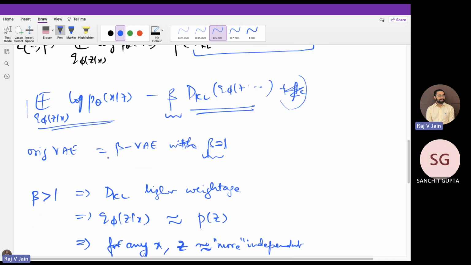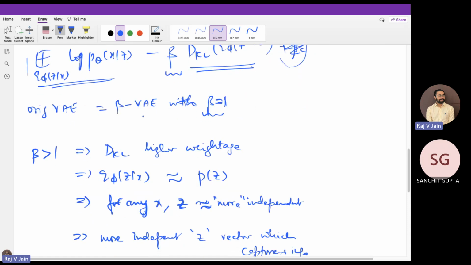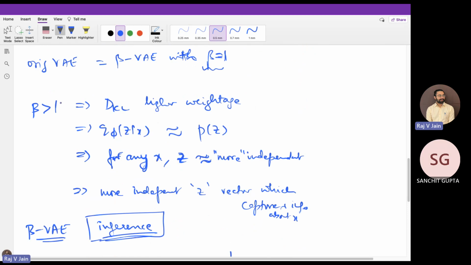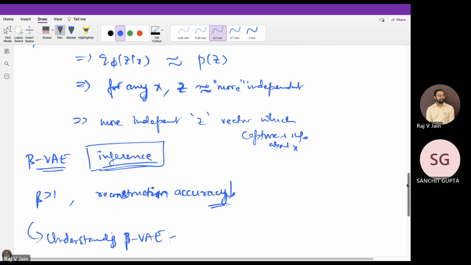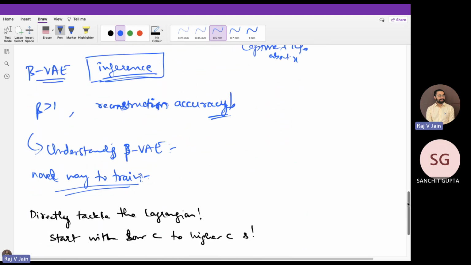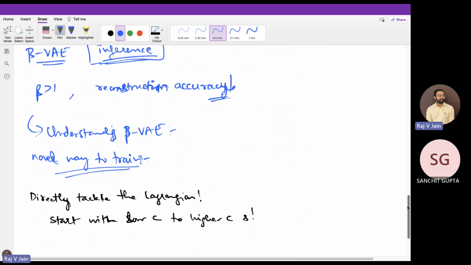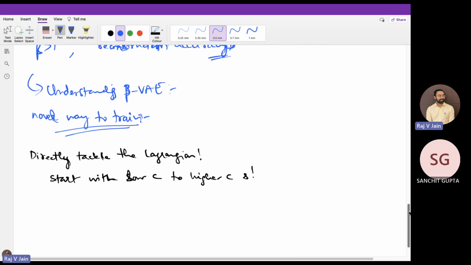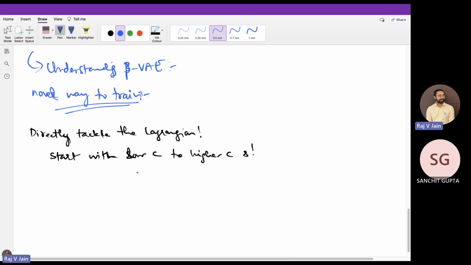We saw all this last class. The original VAE can be seen as a beta VAE with beta equal to 1, and we discussed why beta would affect the inference and so on. The last thing that was there was a novel way to train, and the idea is very similar to what we discussed, what you said last time.